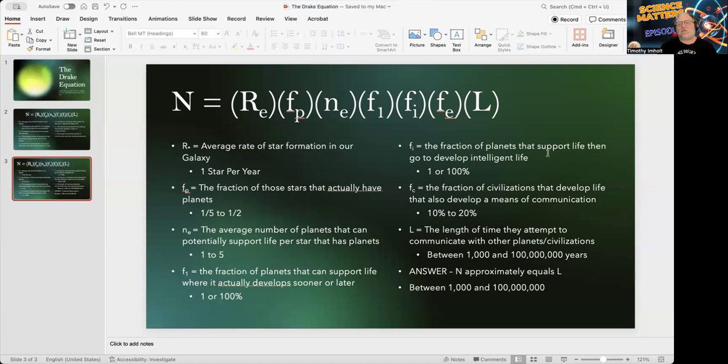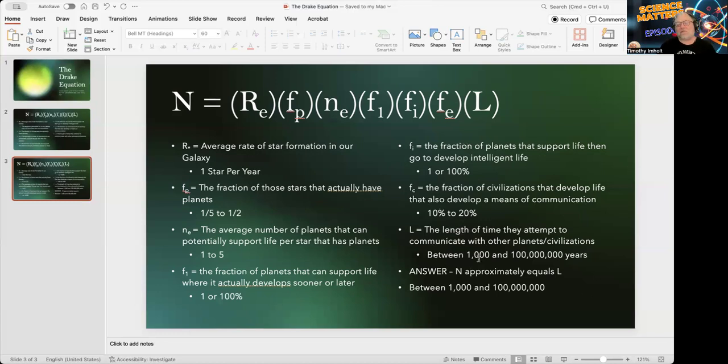The fraction of those planets that support life that go on to develop intelligent life, he said all of them, 100%. Then how many of those develop meaningful communication? He said 10 to 20. Okay, but even if you said 100, it doesn't change the numbers much. And what he found was the length of time they attempt to communicate, he took us somewhere between 1,000 years and 100 million years, right?